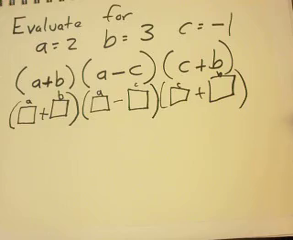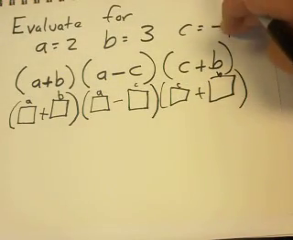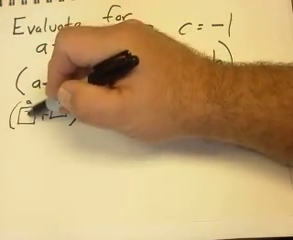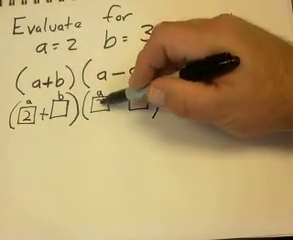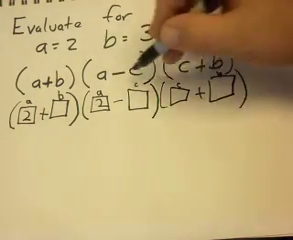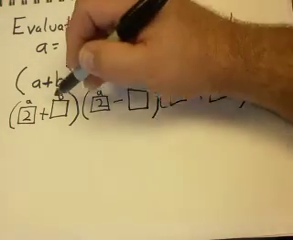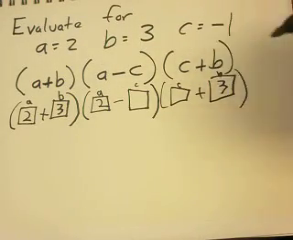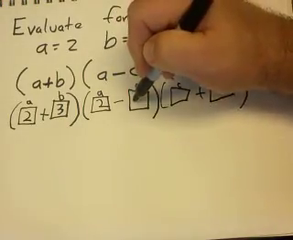Now all I need to do is fill it in with the numbers I've been given up here. So in this case, A is equal to 2. So anywhere there is an A, I can put in a 2. There's no other A's. Anywhere there's a B, I can put a 3. So I put that in those boxes. And anywhere there's a C, I put in a -1, because that's what it tells me.